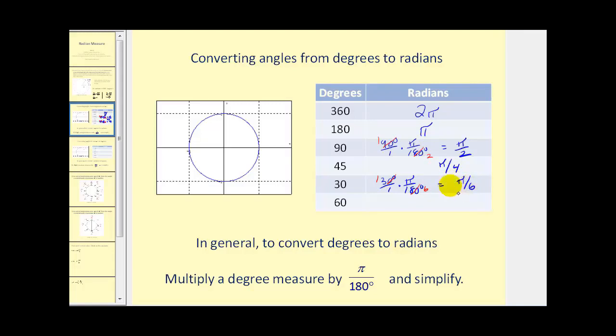That's important because a lot of the angles that we will encounter will be multiples of 30 degrees and therefore multiples of pi over 6. And 60 degrees is 2 times 30 degrees, so we could just take pi over 6 and double it, and get 2 pi over 6, which is pi over 3 radians. But if we're ever not sure of the conversion, we can always just multiply by pi over 180 degrees.